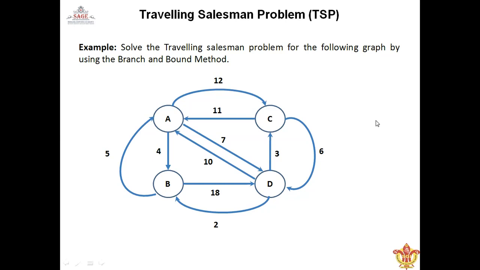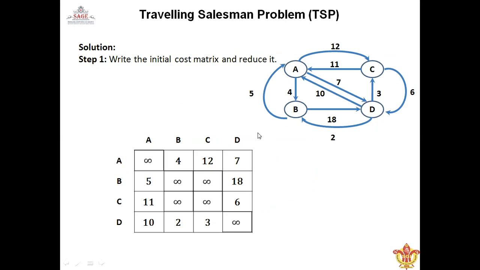First of all, we'll have to make a matrix. So we have made this matrix according to the graph given. We'll assume that the distance from A to A is infinity. If a node is not directly connected, again the value will be infinity. So A to B is 4, A to C is 12, and A to D is 7.